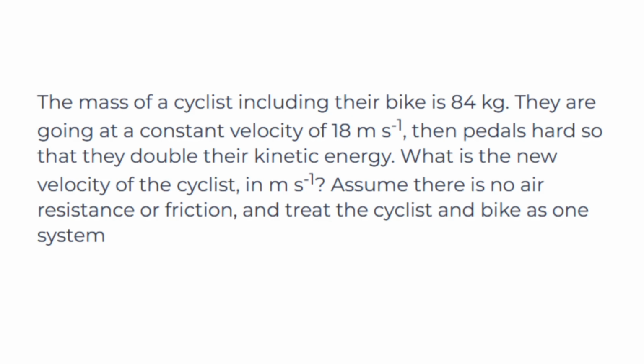Question 3. The mass of a cyclist, including their bike, is 84 kilograms. They are going at a constant velocity of 18 meters per second, then pedals hard so that they double their kinetic energy. What is the new velocity of the cyclist in meters per second? Assume there is no air resistance or friction, and treat the cyclist and bike as one system.